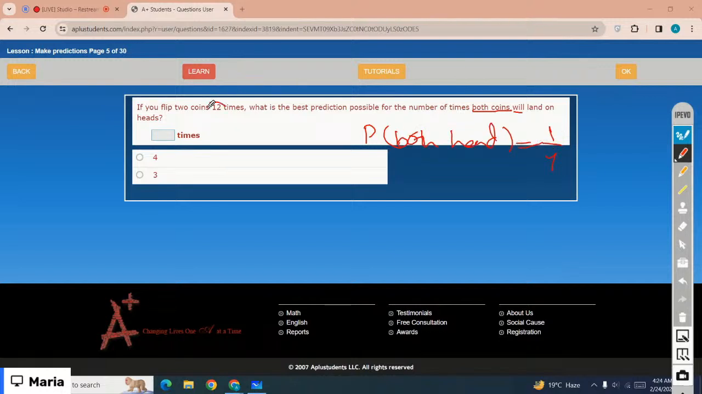And you did this event, you flip the coins 12 times, so you have to do 1 by 4 times 12. So 4 times 3 is 12. That means 3 times both the coins will land on head. The correct option is 3. Got it? The correct option is 3.